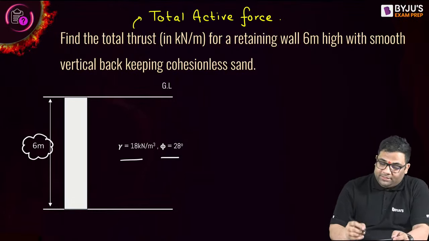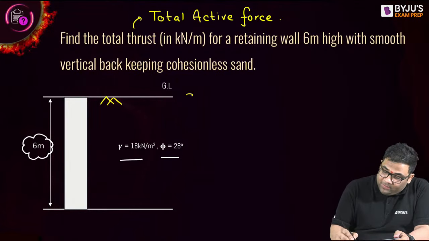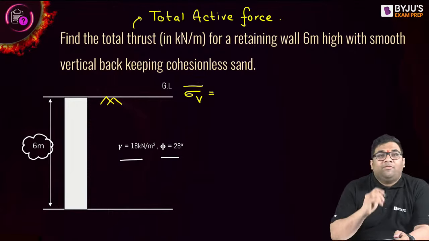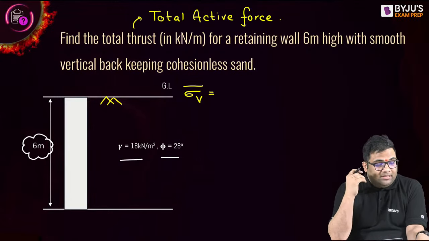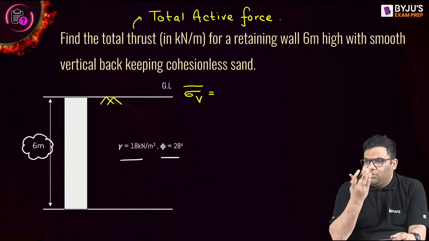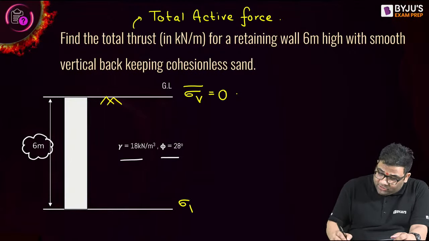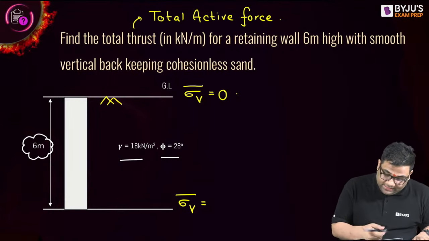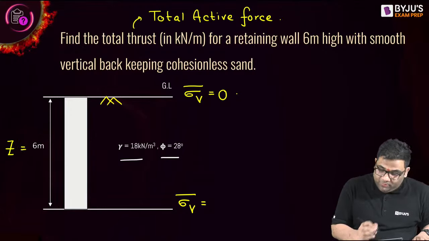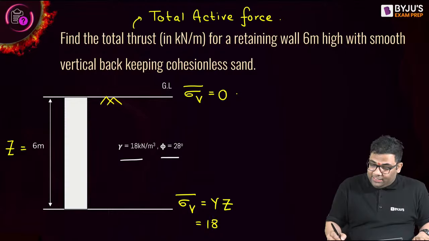Very easy. First of all, you see this is the ground level, I can say the top of the backfill, right? Now, what will be the vertical stress here? Tell me. Please write in the comment section. Zero, yes, it will be zero. The vertical stress at top will be zero. Very easy. Now, what will be the vertical stress at the bottom? It will be simply gamma into Z. You can see here the depth is 6 meter. So it will be gamma into Z, or 18 into 6, that is how much?